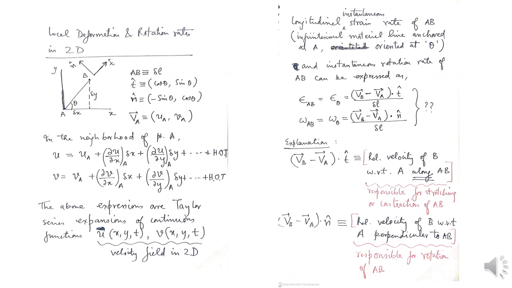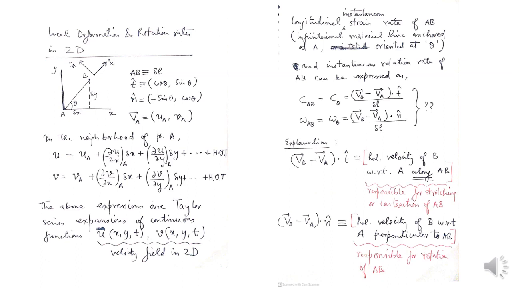Look at the expressions now. Let's focus on the expressions. Epsilon AB, which I'm calling the longitudinal instantaneous strain rate of AB, is also written as epsilon theta, because after all, what is AB? AB is just an infinitesimal material line. It is characterized by its angle with respect to the x direction. So whether you write epsilon AB or epsilon theta, the meaning is well conveyed. We will prefer the subscript theta because it allows us to remember the orientation of this material line that we are considering.